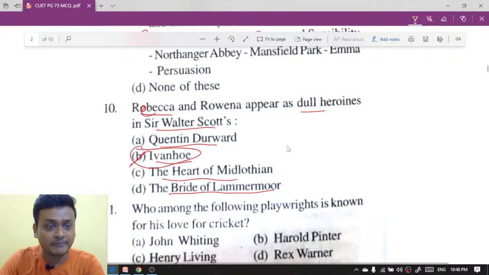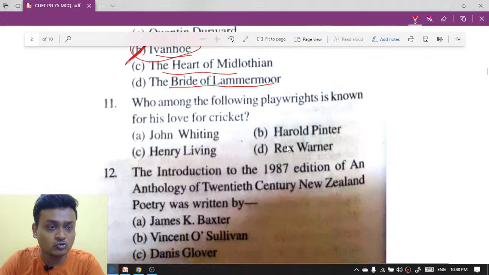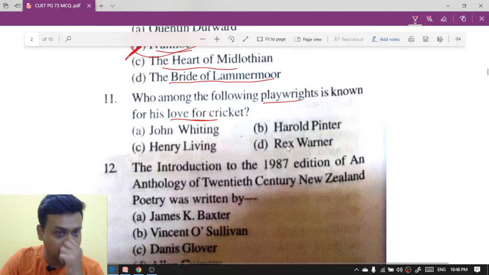Moving on to question number 11. Who among the following playwrights is known for his love for cricket? It is actually Harold Pinter. You don't need to read it. Okay, Harold Pinter is known for his love for cricket.